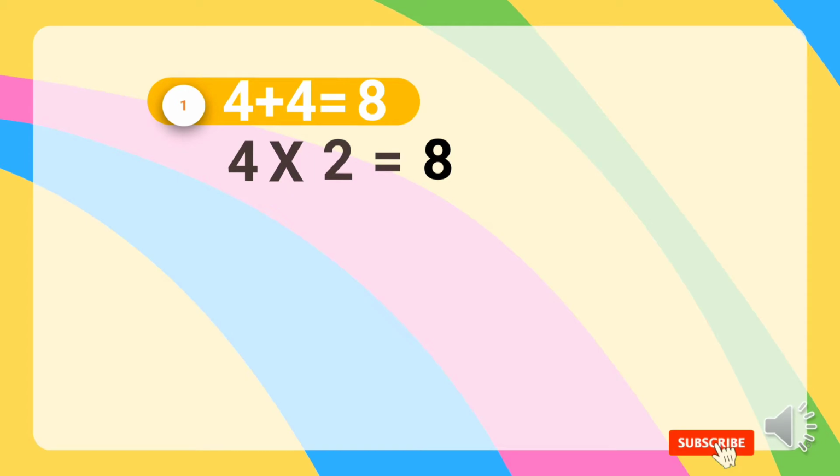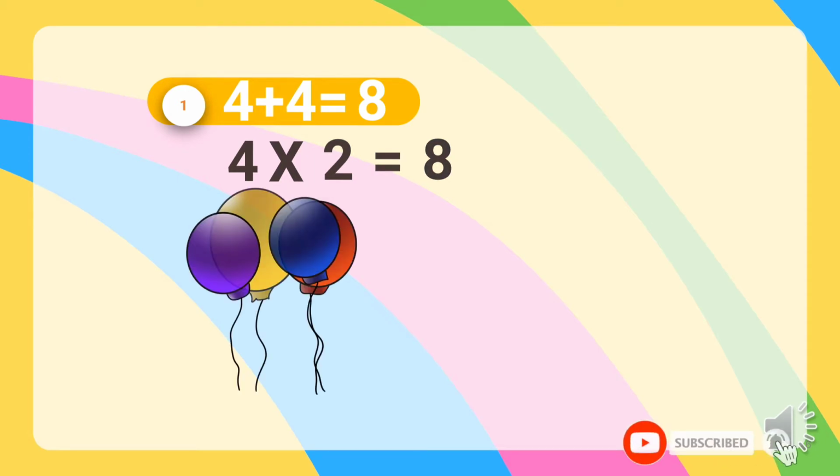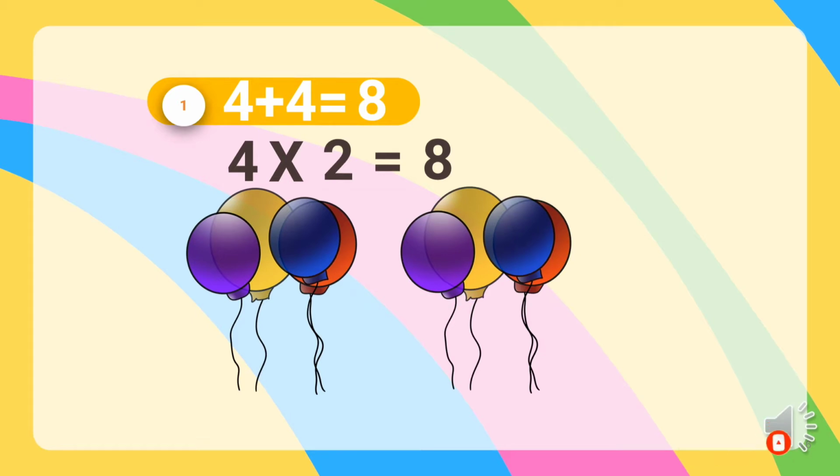To further understand the equation, I have here an example. As you can see, we have 2 sets of balloons. Each set is equivalent to 4 balloons. Set 1 has 4 balloons and set 2 has 4 balloons. So let's add. 4 plus 4 is equal to 8.